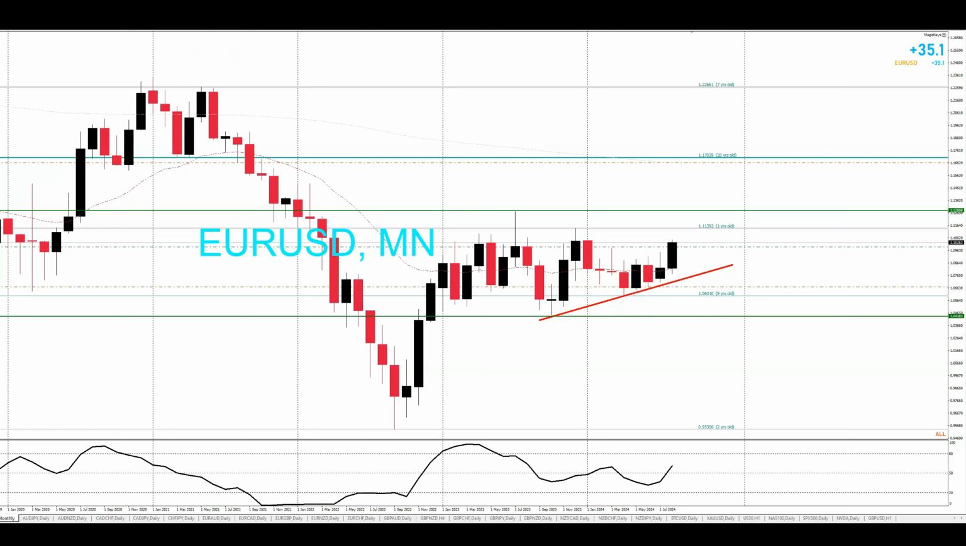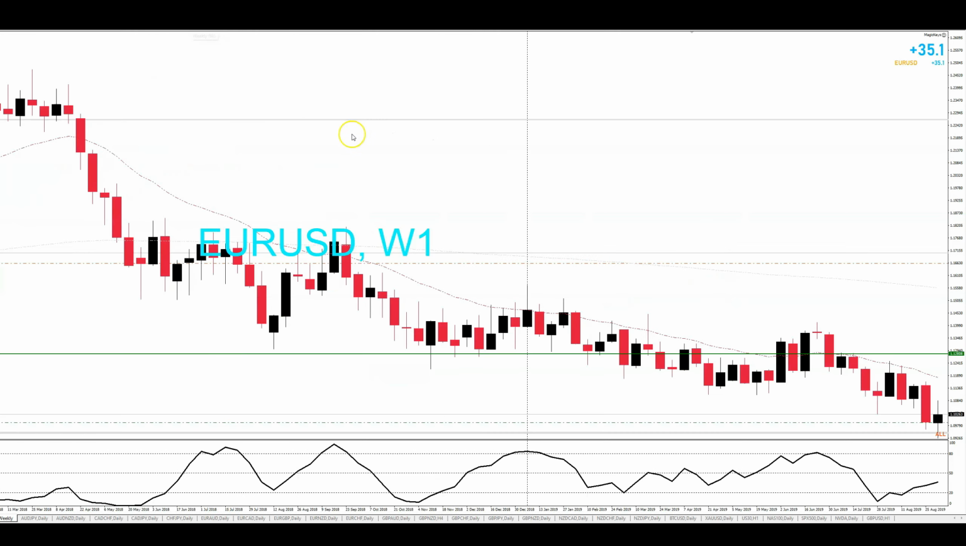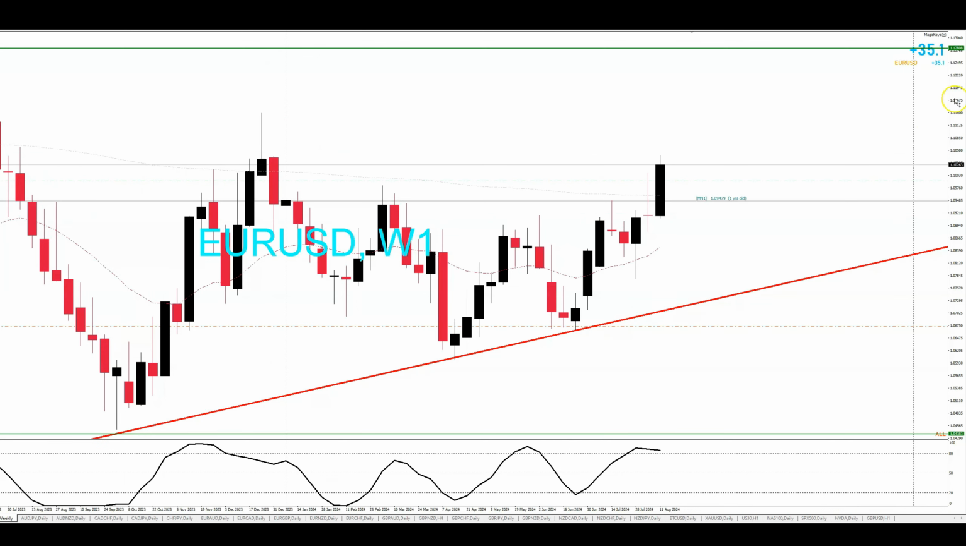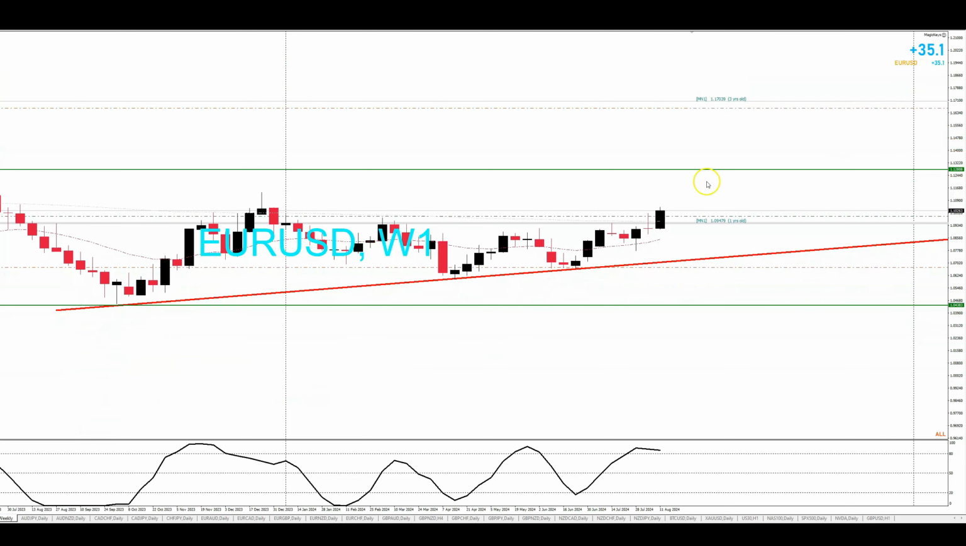Okay, so let's drop down to the weekly. Okay, so now that we've figured out that the market is beginning to trend up, we can look for buying opportunities in this market. You just want to follow the big trend of the market.